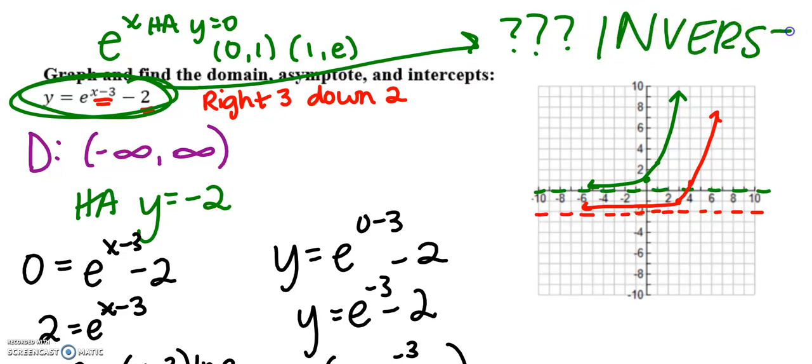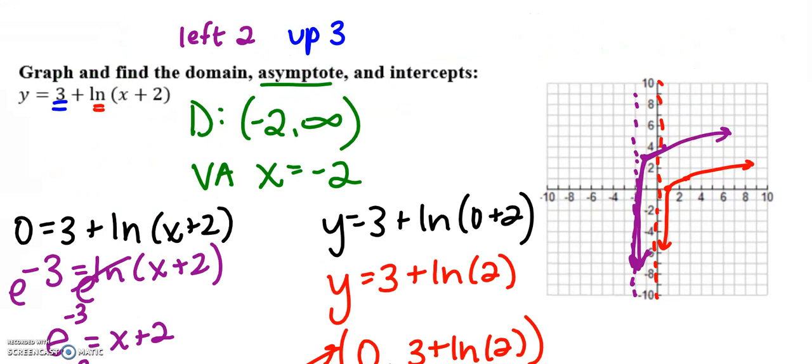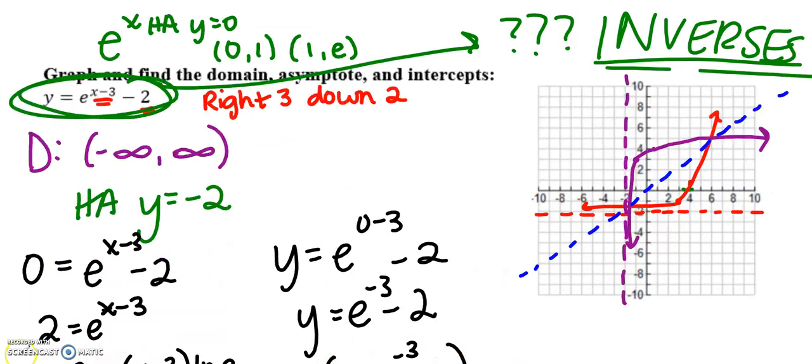Their x's and y's have completely switched locations. And if you were to graph them on the same coordinate grid, hopefully you would notice that we have reflected. Here I have drawn our purple graph from the previous slide and put it with our red graph, and you can see that they are a reflection of each other over the line y equals x, which is our inverse relationship.